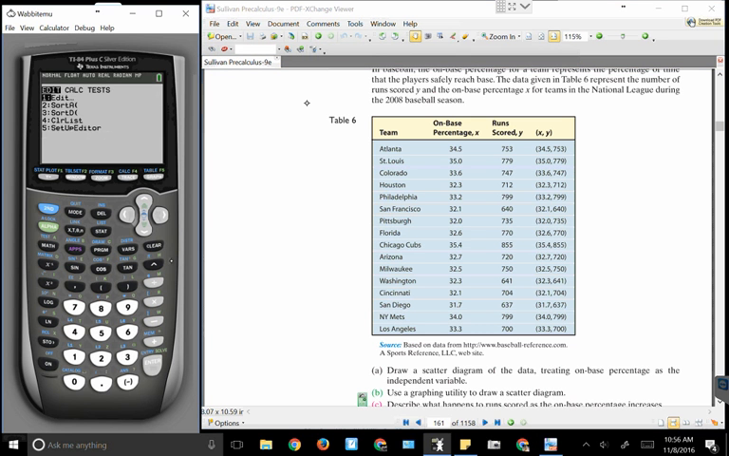Okay, so stat, edit, 34.5, 35, 33.6, 32.3, 33.2. Ooh, I see one that's really throwing it off. This is supposed to be 7, 7, 9. Enter. Make sure I got everything else 3 digits. Okay, so quit, stat, calc, 4. Yeah, that's better. It's closer, right?